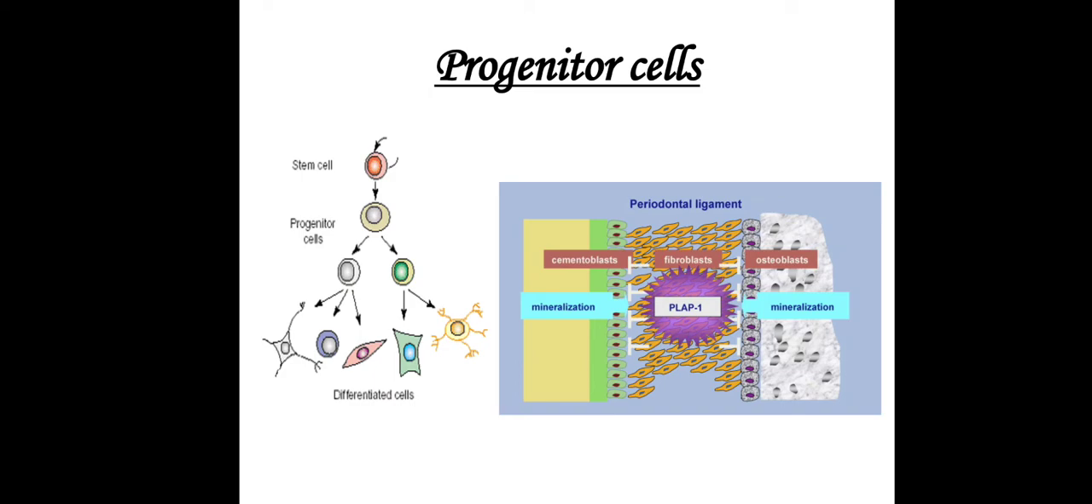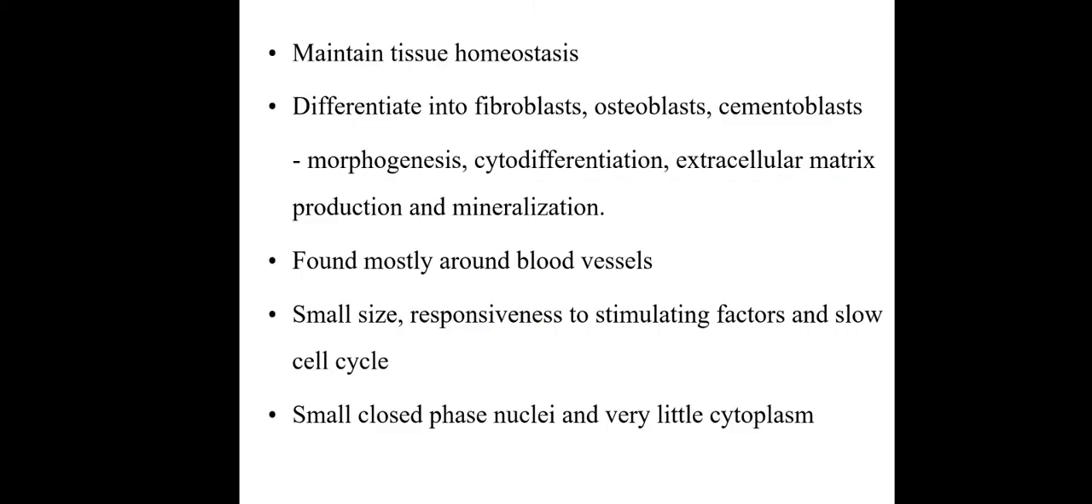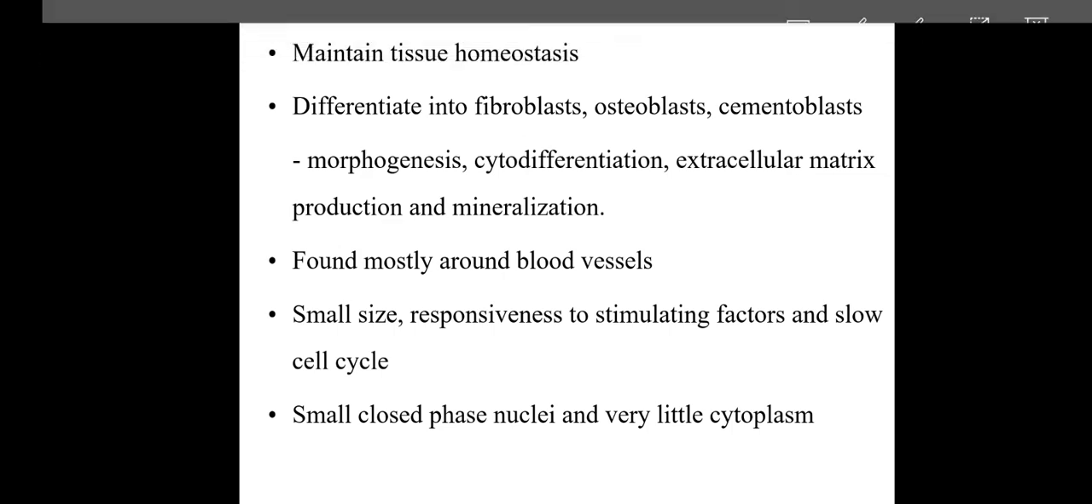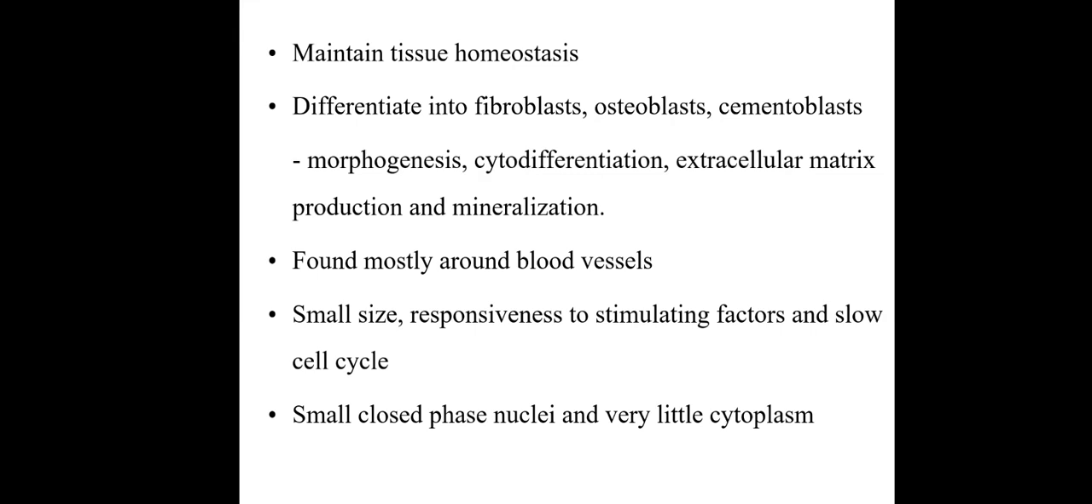As we know, the periodontal ligament houses the synthetic and resorptive cells of all three tissues: alveolar bone, cementum, and the periodontal ligament itself. So this helps the periodontal ligament in maintaining tissue homeostasis, that is, maintaining the structure of the periodontal ligament as it is. According to requirement, these progenitor cells can differentiate into fibroblast, osteoblast, or cementoblast, and they can perform morphogenesis, cytodifferentiation, extracellular matrix formation, and mineralization. So these are multipotent cells which can differentiate into any of these synthetic or resorptive cells.